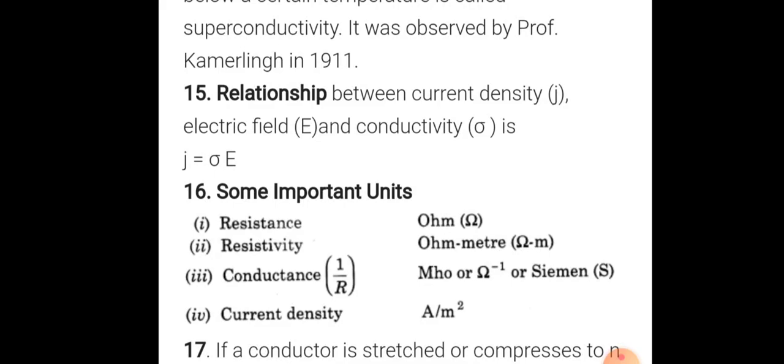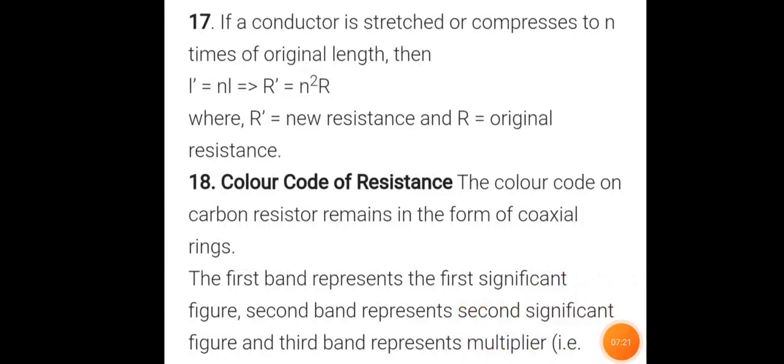If a conductor is stretched or compressed to n times the original length, then L dash equals nL, and R dash equals n square R, where R dash is the new resistance and R is the original resistance.